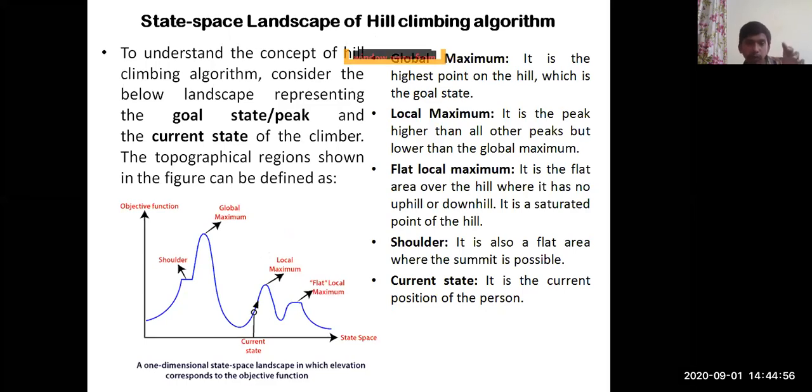I guess everybody needs to understand the terminology here. What is global maximum? What is local maximum? What is a shoulder? What is a flat local maximum? What is the objective function? This is what we'll be discussing as part of your hill climbing algorithm.